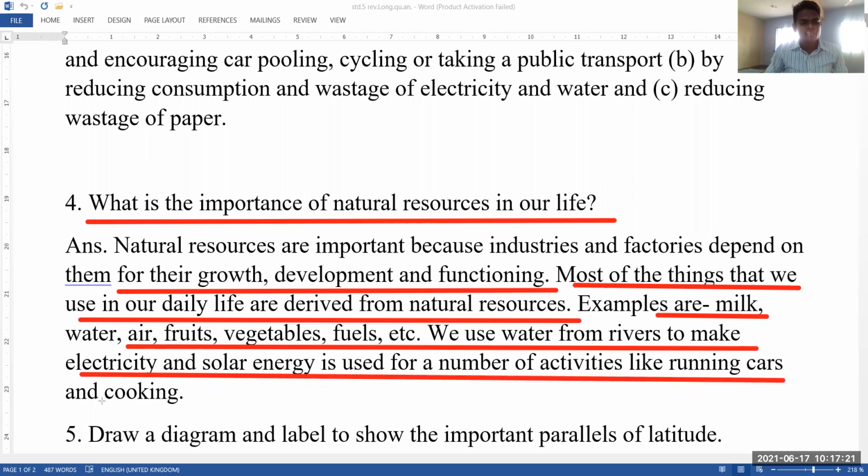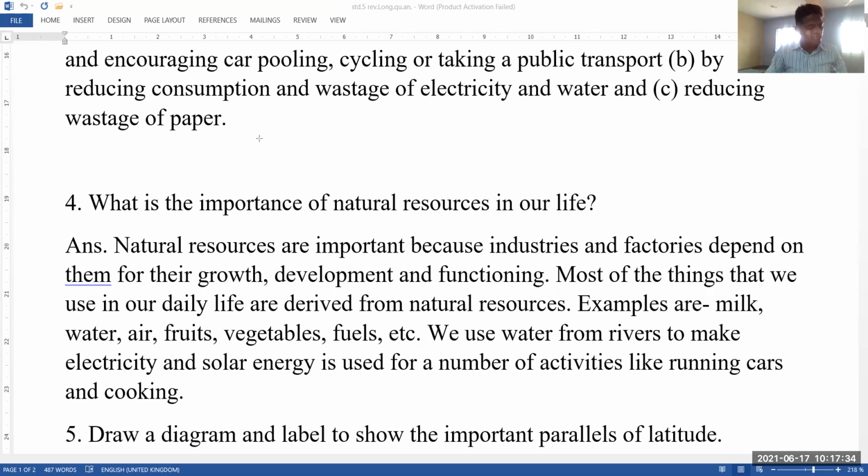If you want to write, just pause the video and write down all the important topics. Okay. Next question. Very easy to understand, from chapter number 2.